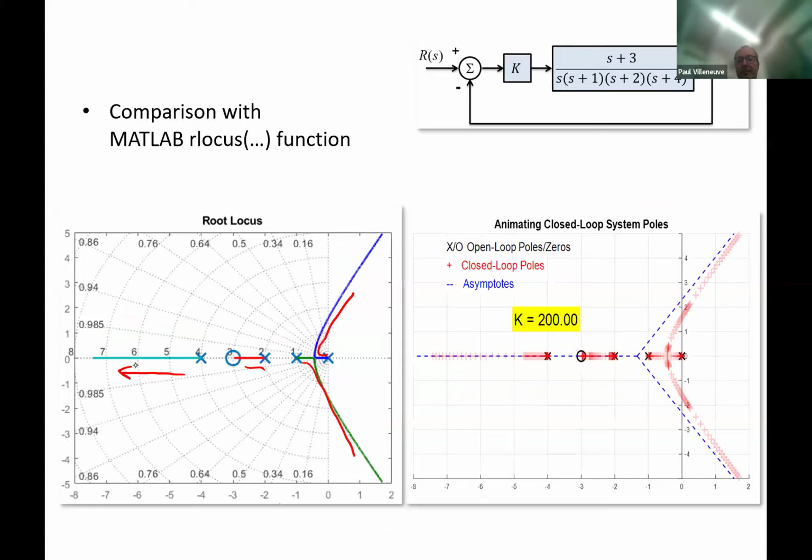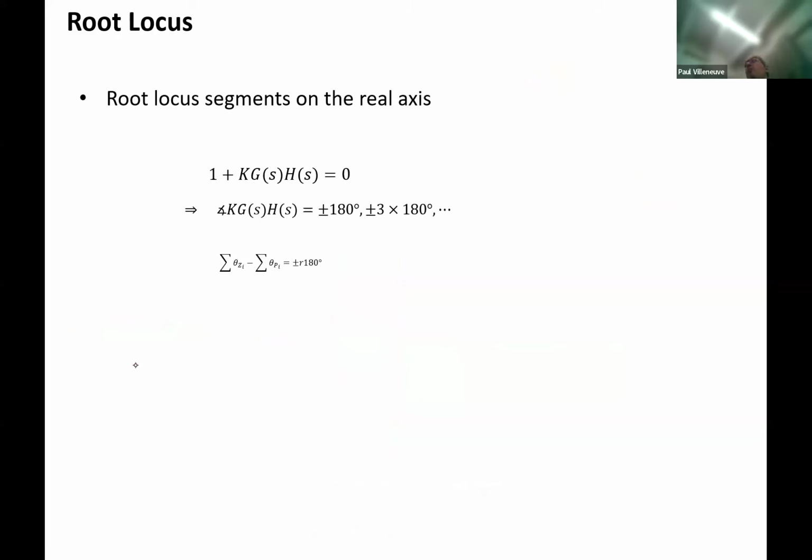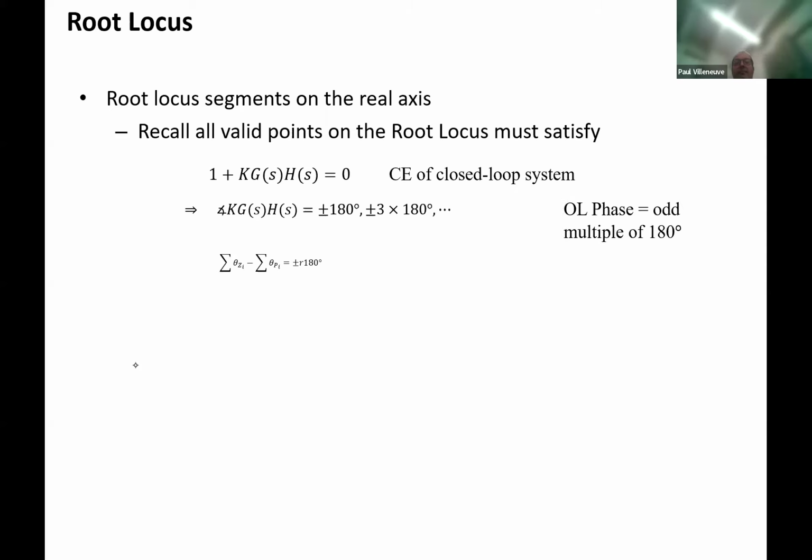The other thing is, where does the root locus live on the real axis? So let's take a look. We know that for it to be valid, we have to have the equation 1 plus KGH has to equal 0. And then my angle has to be either plus or minus 180, 3 times plus or minus 180, on and on and on. So the open loop phase has to be odd multiples of 180 degrees. So now I can go ahead and do the phase of my zeros minus the phase of my poles.